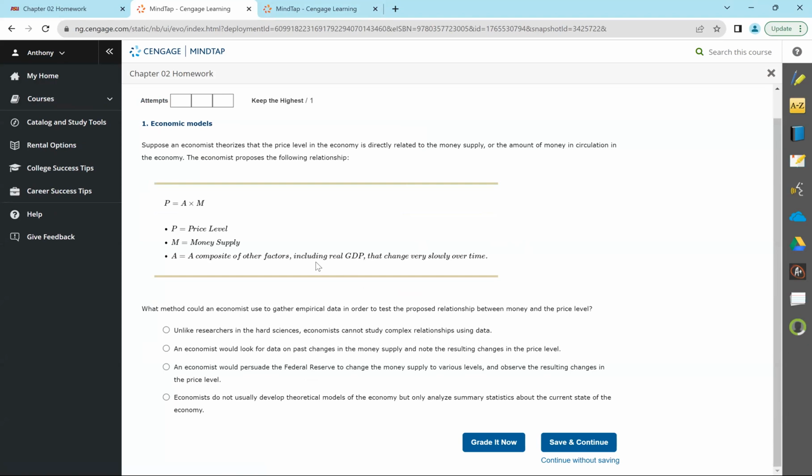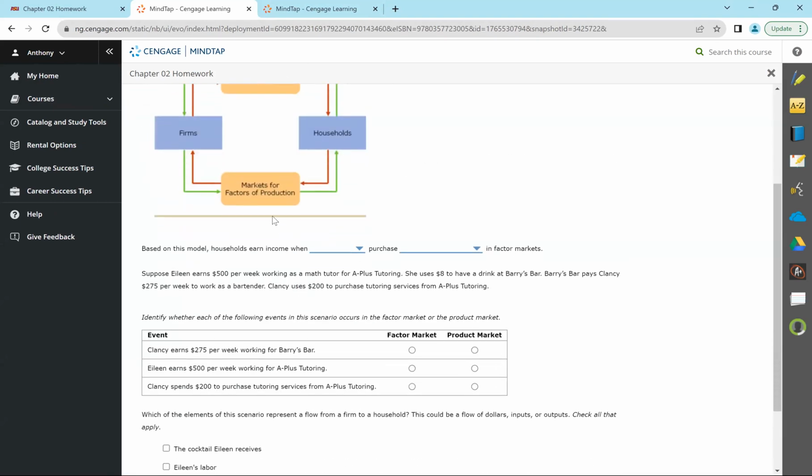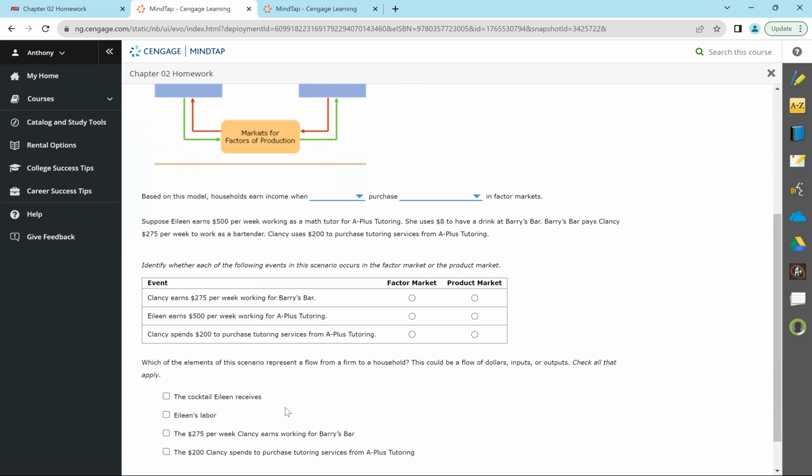I don't know this. I mean this is something you can find online. I don't really have a lot of input on this. That doesn't really have any numbers in it either. We could certainly do some of this, but a lot of these are about using that example on the internet to figure out which it is. So it might not be Clancy earning $275 per week working for Barry's bar. It might be someone else, someone doing the tutoring. That's the kind of thing to look for.